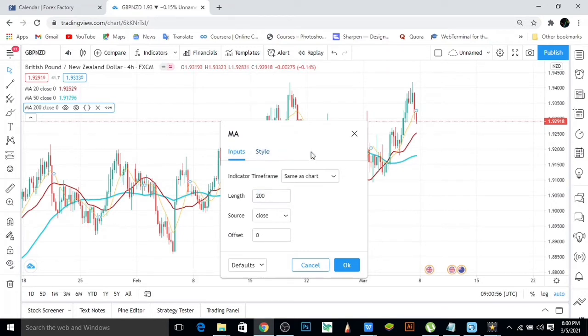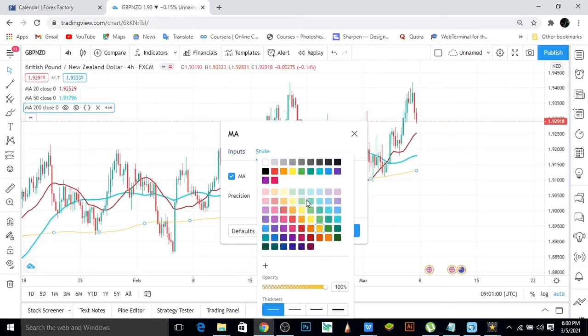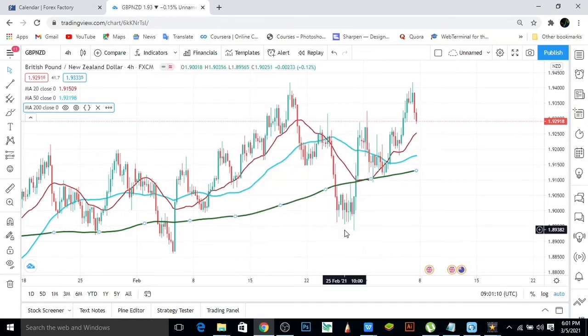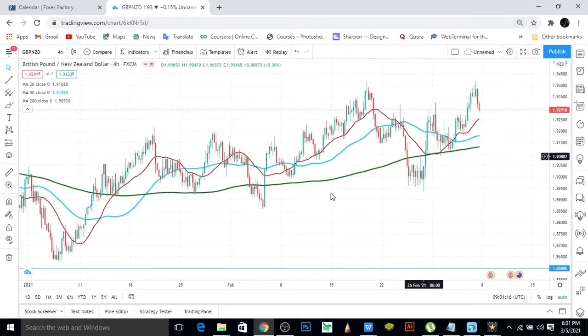Let me change the color to green. Thickness, yep, that is fine by me. So as you can see, we have three moving averages here.